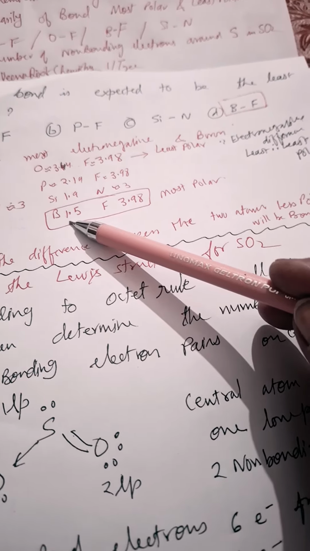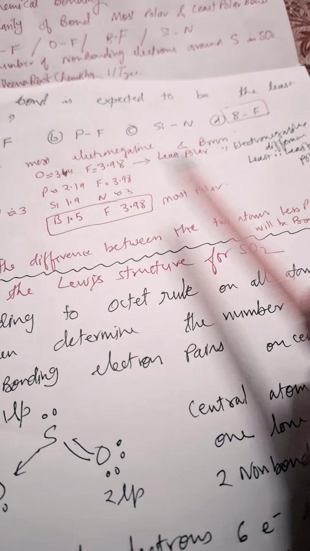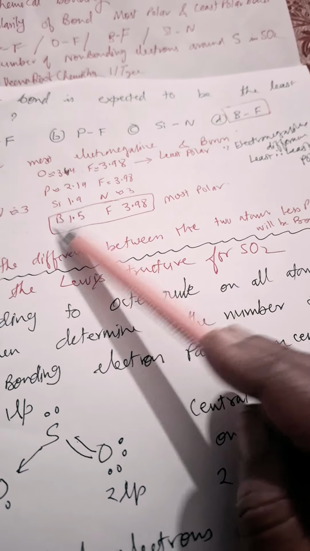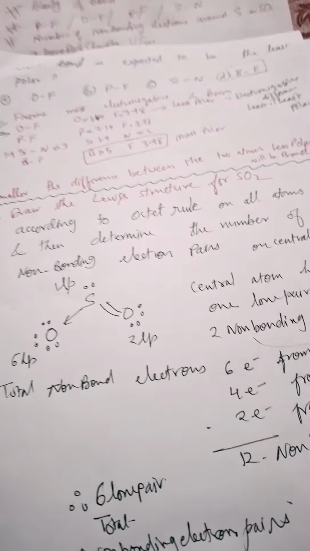Boron is a group 13 member. As we go across the period, electronegativity increases. In this way we have to learn this. So BF is the most polar and OF is the least polar.